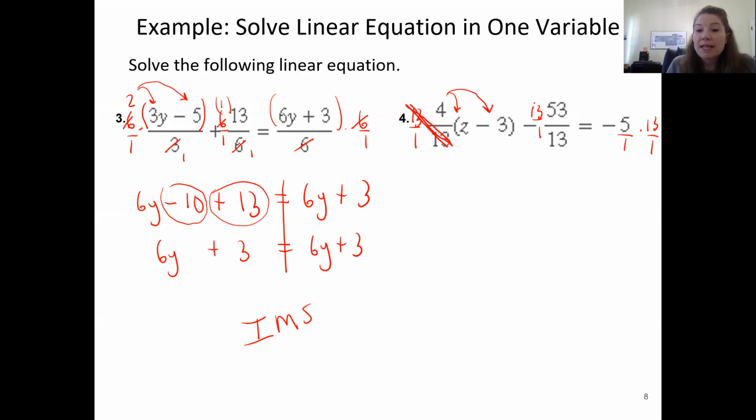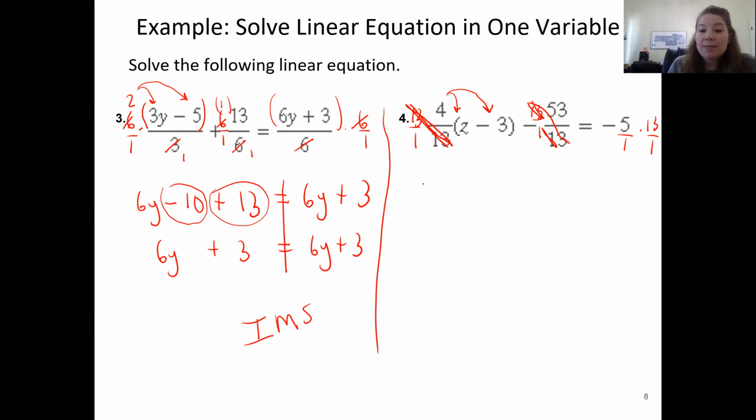All right, what happens here? Our 13s cancel. Ooh, that was ugly. So we have a 53 on top. I didn't mark that out. And then look over here. We're going to multiply negative 5 times 13. Nothing cancels over here, right? All right, so what am I bringing down?